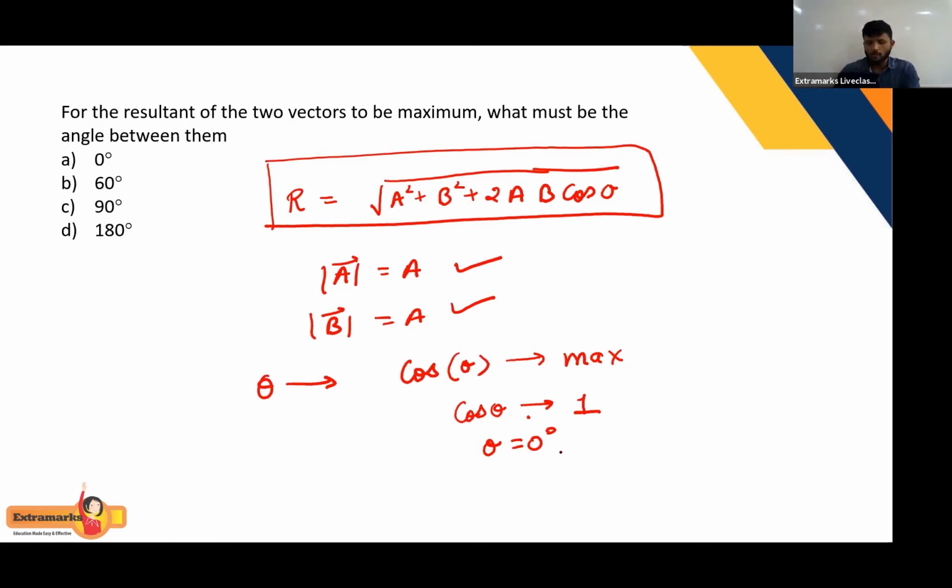Now in this particular problem, they are asking the angle so that the resultant will be maximum. It means cos theta should be maximum, and you know that cos theta can have a maximum value of 1. It means theta should be 0 degree. So your answer is 0 degree.